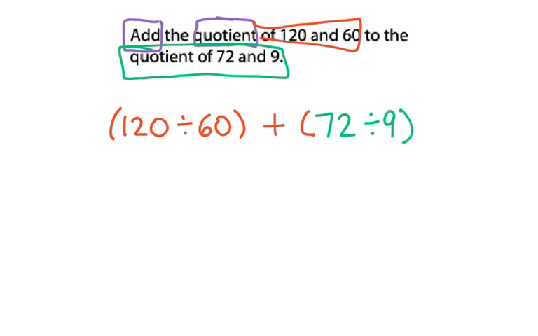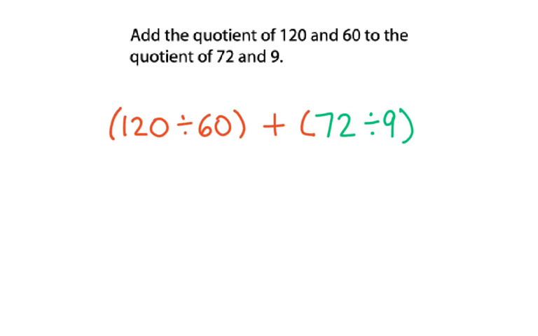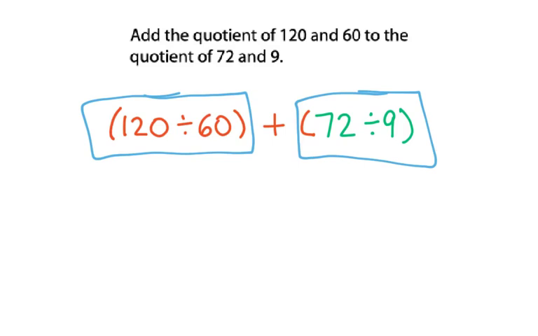So let's check. Let's see if we checked everything off here. So it says add the quotient of 120 and 60 to the quotient of 72 and 9. So we have 120 divided by 60, 72 divided by 9. And what else did they want us to do? They wanted us to add. All right. The nice thing about this today, guys, is we're just writing the problems. We are not solving them.